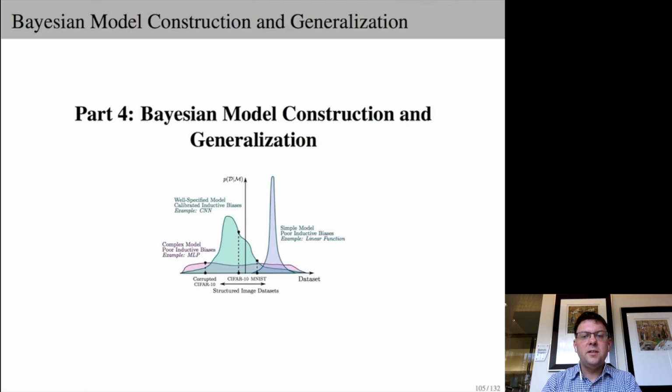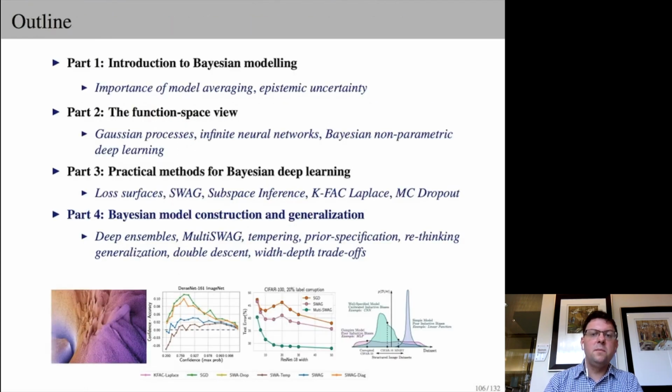In this part, we'll be considering a function space perspective of machine learning. We'll cover Gaussian processes, infinite neural nets, how training a neural net is like learning a kernel, Bayesian nonparametric deep learning, and several other topics.